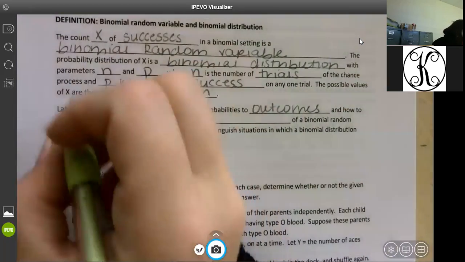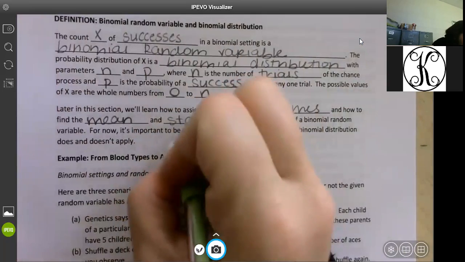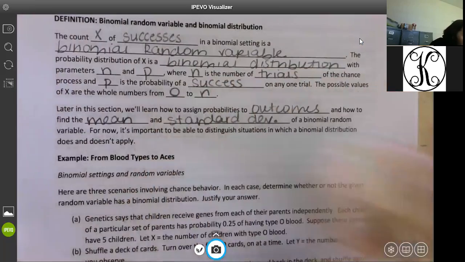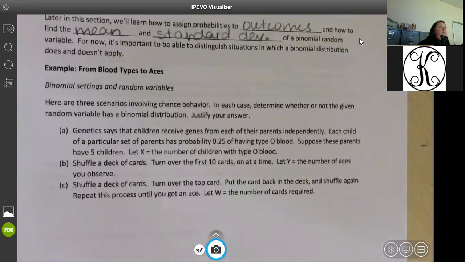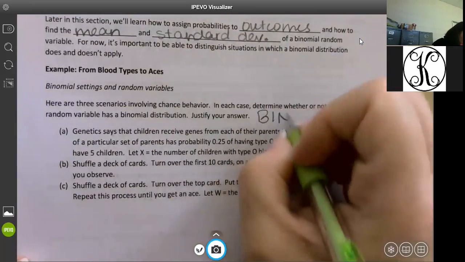Later in this section, we'll learn how to assign probabilities to outcomes, and how to find the mean and standard deviation of a binomial random variable. We're not doing that today. For now, it's important to be able to distinguish situations in which a binomial distribution does and doesn't apply. So how do we tell if they are a binomial random variable or a binomial distribution? This is when we're going to do Venns.